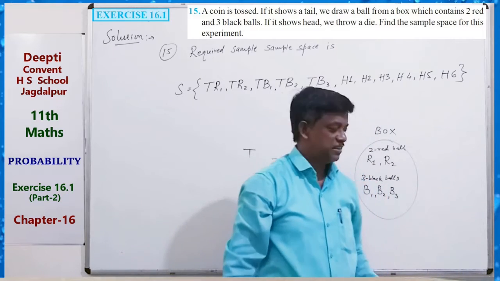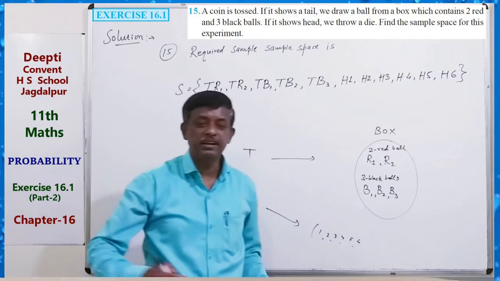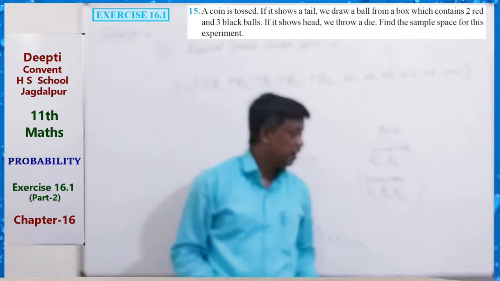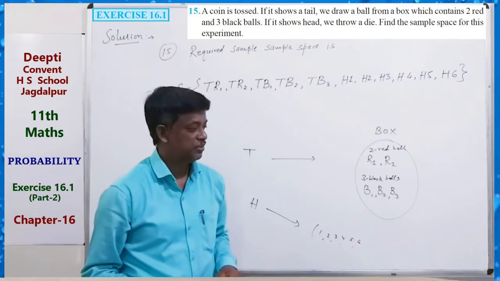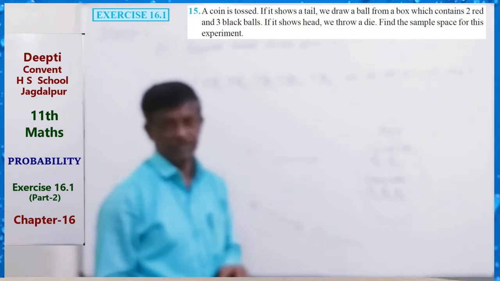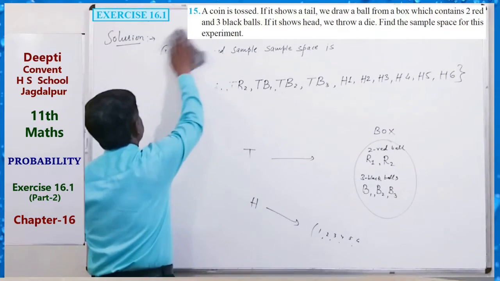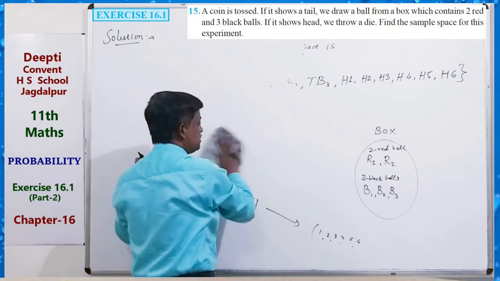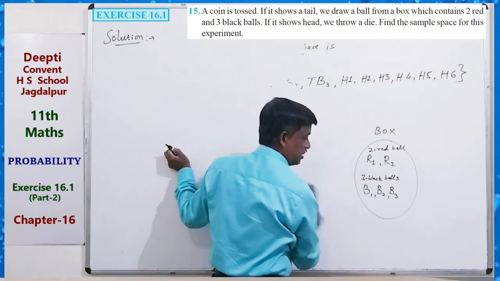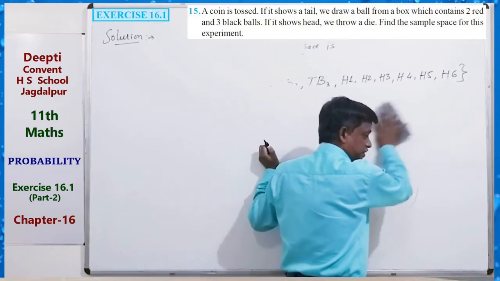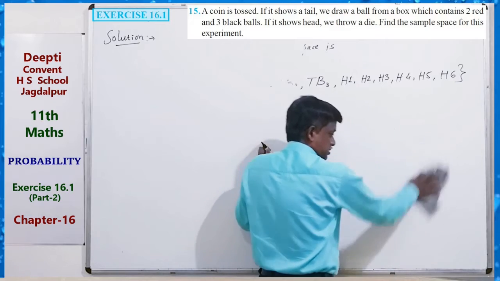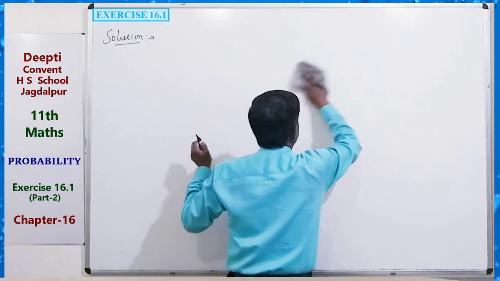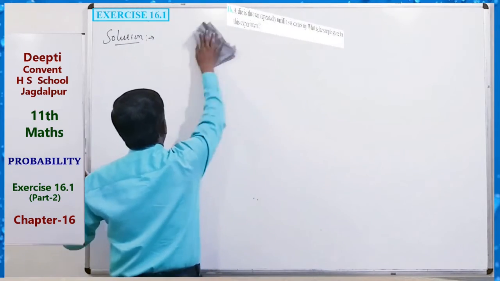Now question 16. A die is thrown repeatedly until a 6 comes up. What is the sample space for this experiment? We are just trying to identify what will be the sample space for this. A die is thrown repeatedly until a 6 comes up. Clear?